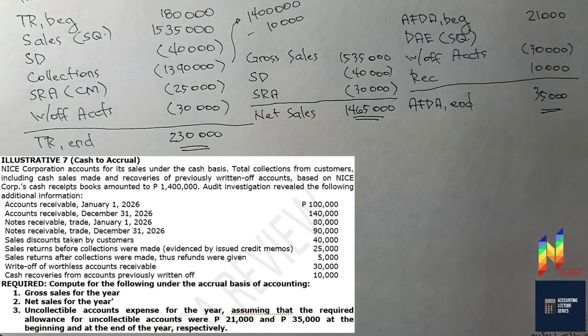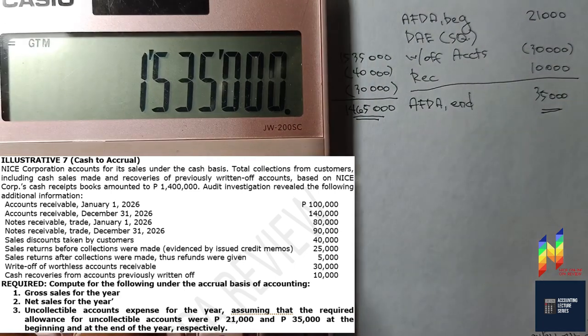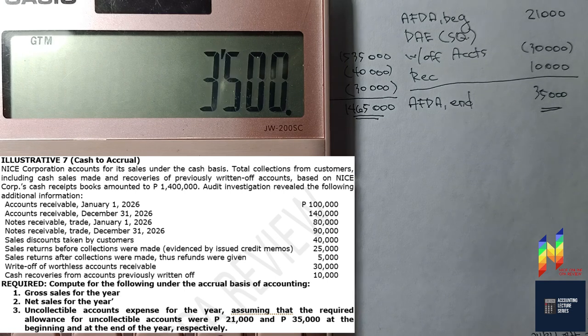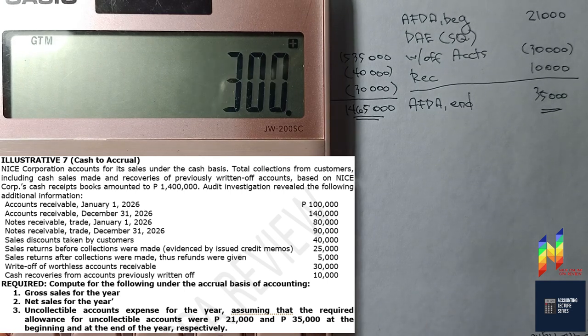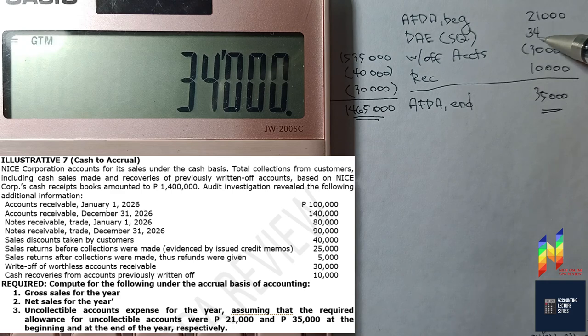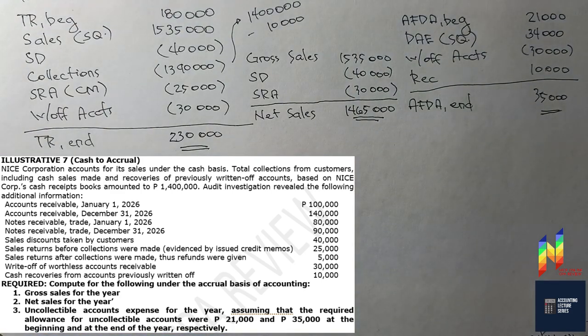So, how much is our doubtful accounts expense now? This is equal to 35,000 minus 10,000 plus 30,000, then minus 21,000, or this is equal to 34,000 pesos. That is why requirement number 3, 34,000, is our final answer.